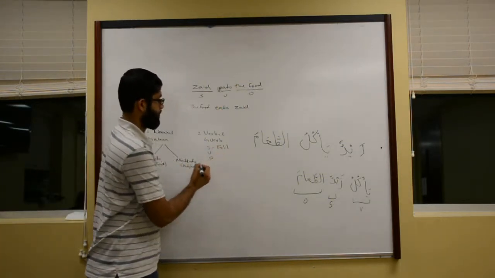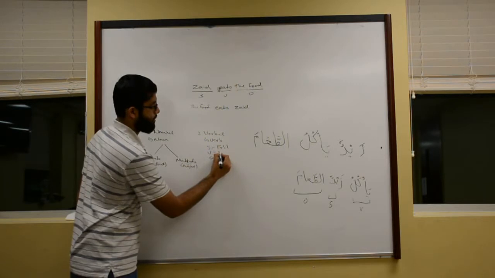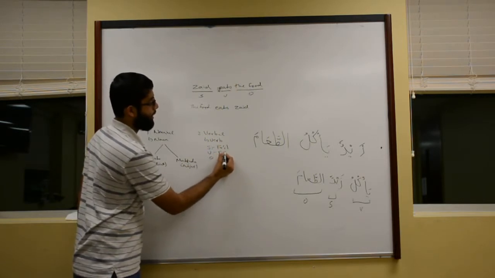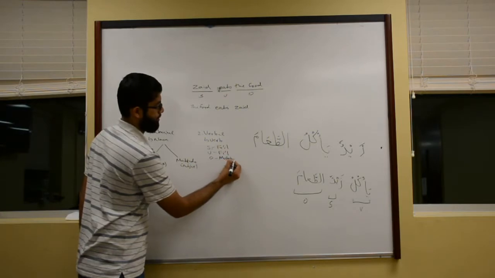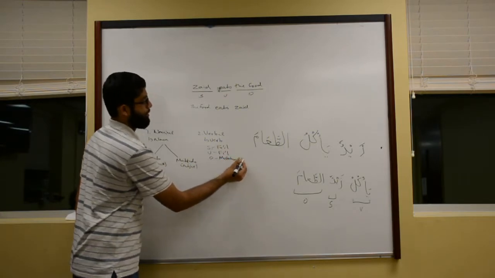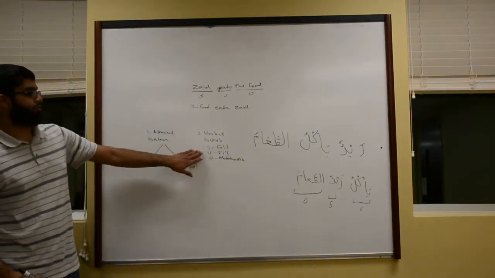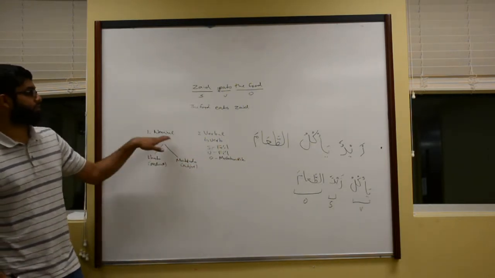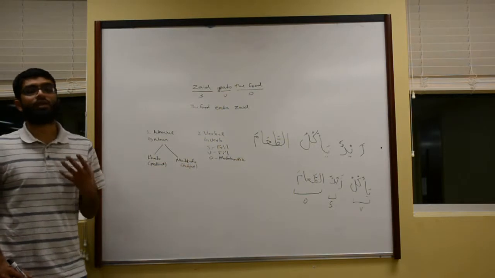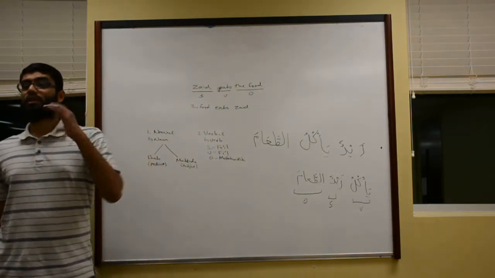Well, what's the verb then? The verb is called fi'il, and the subject is called fa'il. The object is called maf'ul bih, maf'ulun bihi. So these are the Arabic terms for subject, verb, and object. But when we say subject in terms of a nominal sentence, we're talking about the mubtada. Mubtada means something that begins something.